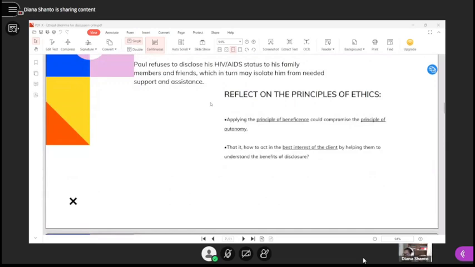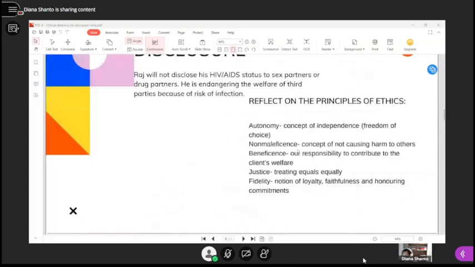Paul refuses to disclose HIV status to his family and friends. Methods applying the principle of beneficence could compromise the principle of autonomy. That is how to act in the best interest of a client, beneficence, by helping to understand the benefits of disclosure. Je vous ai dit là, deux principes qui sont en conflit, c'est beneficence et autonomie. But what can we do? We can educate the client to understand why it's important to open up to have support. Next one, you do it.